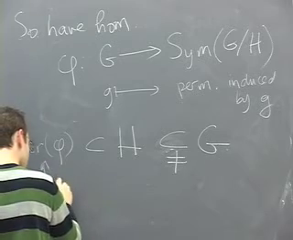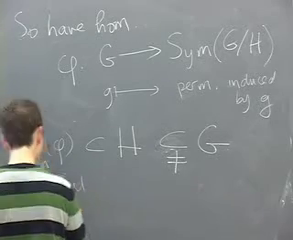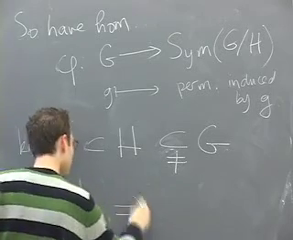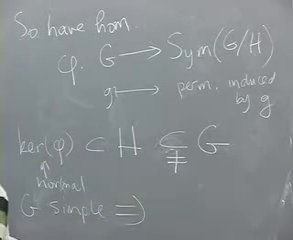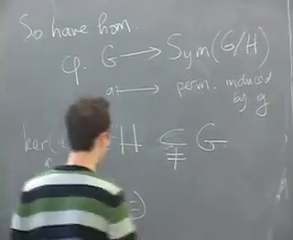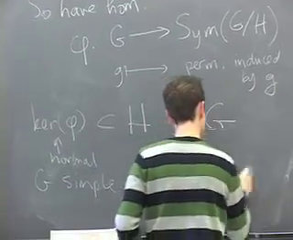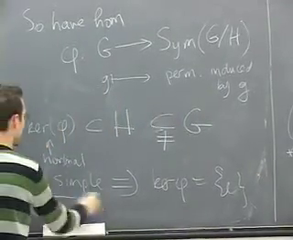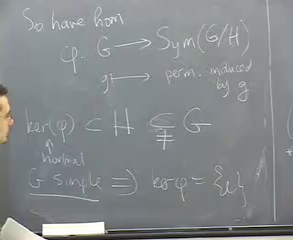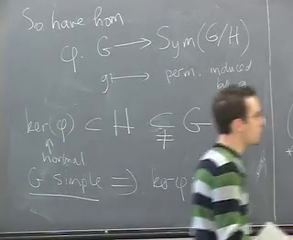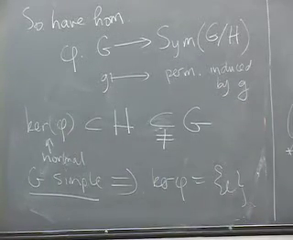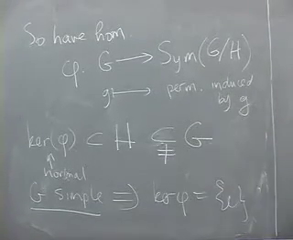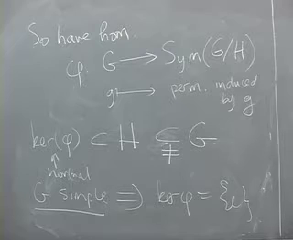This thing is normal. So G is simple. What is the kernel of phi? It's trivial. The kernel of phi must be trivial. That's the definition of simple. So, what does the isomorphism theorem tell us? Exactly. The isomorphism theorem tells us that phi must be injective.